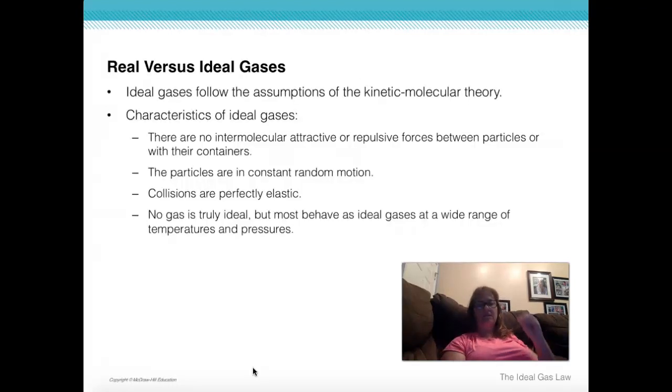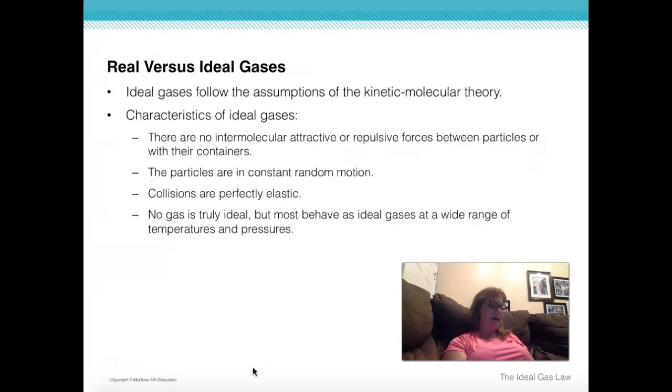Okay, so now let's talk about this idea of what an ideal gas actually is. Ideal means like the best case scenario, almost perfect, what we theoretically think it should be, although that doesn't always match up with what reality is. So let's look at this. Ideal gases follow the kinetic molecular theory. So they act the way that theory that we talked about last chapter says that they're going to act.